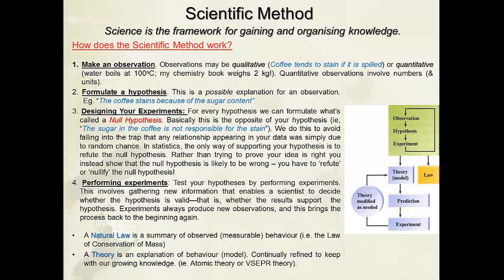Whereas a theory, it's an explanation of a behaviour, okay? So we know that, say, atoms behave in a certain way or molecules behave in a certain way. So in atomic theory, or we've got valence shell electron pair repulsion theory, where we know that we've got a certain behaviour. Okay, so we use a theory to explain this behaviour.